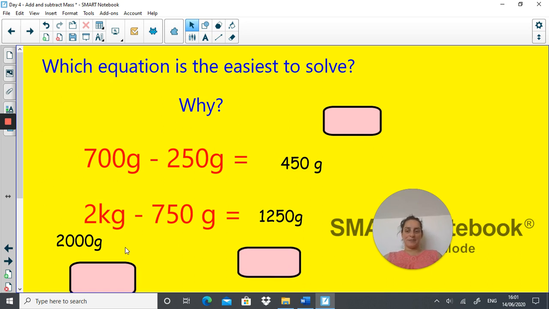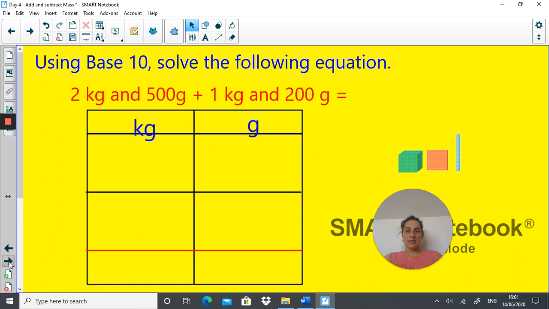1,250 grams. So the moral of this page is, make sure that when you're carrying out addition or subtraction of anything, but in this week for maths, make sure that both the numbers have the same unit of measurement, and if not, you need to convert them so that they are using the same unit of measurement.